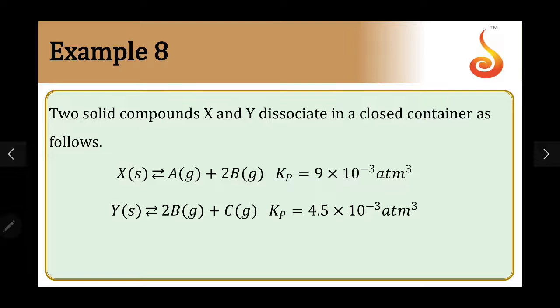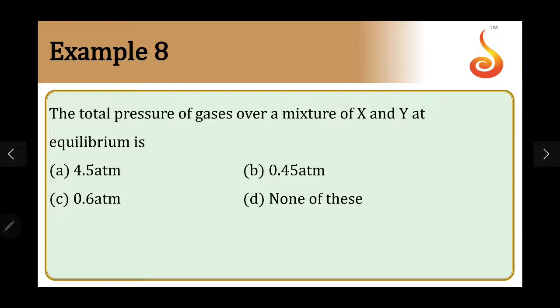Two solid components X and Y dissociate to give A and B and C in this particular equation. So X is solid giving A plus 2B, Y is giving 2B plus C. And Kp is given as 9 into 10 power minus 3 and 4.5 into 10 power minus 3. So we need to calculate the total pressure at equilibrium for a mixture of X and Y. So we'll go to the solution part.